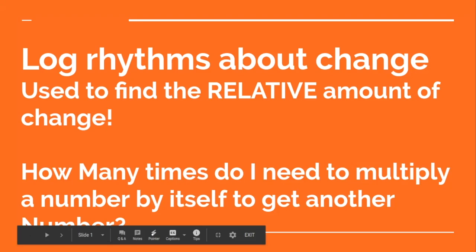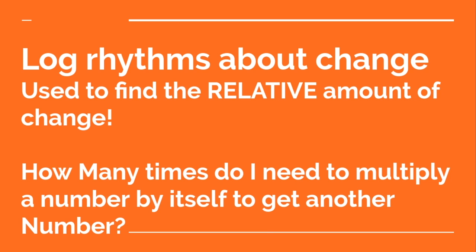So to explain this a little bit more, we're going to go back to the computer. Logarithms are about change. They're about relative change. How do I get from one number to another number? How many times do I have to multiply a number by itself to get to that other number? So, like 2 to 8. How do I get from the value 2 to the value 8?